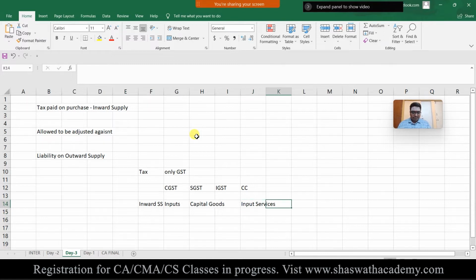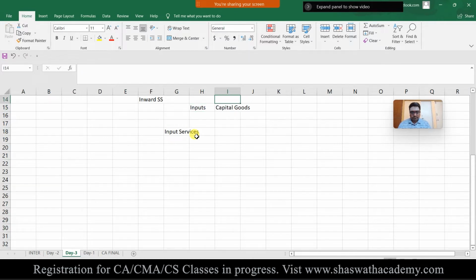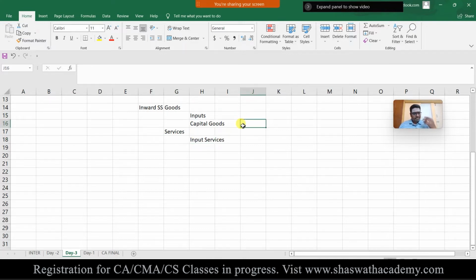Sir, better categorization will help. Okay, my dear, I will do it this way. Focus this way. I would say inward supply can be of goods or it can be of services. Goods are categorized into 2, inputs and capital goods, whereas input services means any services received. We will call it input services.